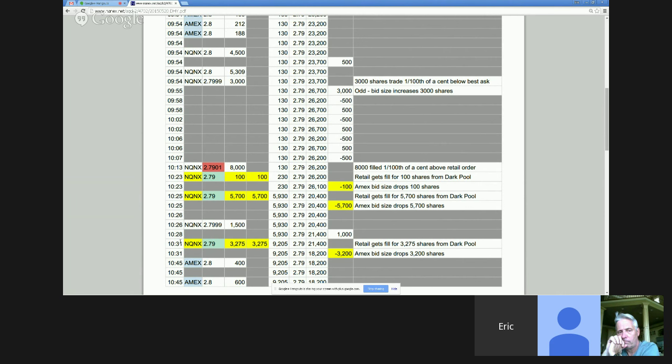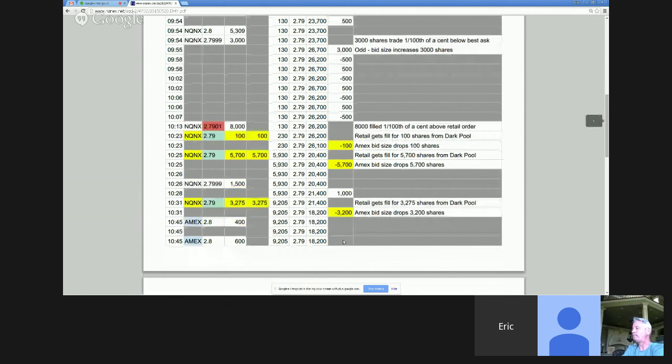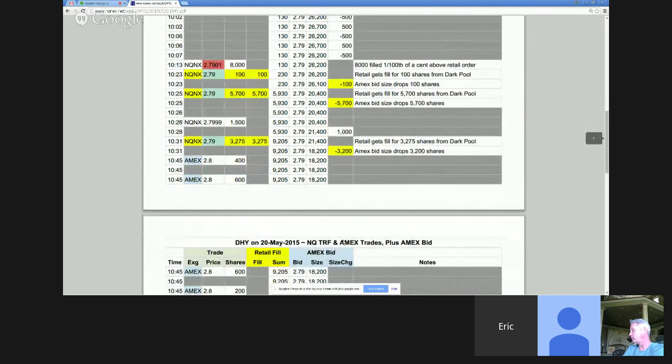And then the same thing happens down here at 1031. He gets a fill for 3,275, and magically, the Amex bid size drops by the same amount, rounded to an even lot. So what's happening here is that the internalizer has taken his order and is trying to make a spread. And if he makes the spread, he makes the spread. And if he doesn't, he'll dump it off on this retail order. Essentially, what's going on here is that this internalizer is stealing time from this retail order.